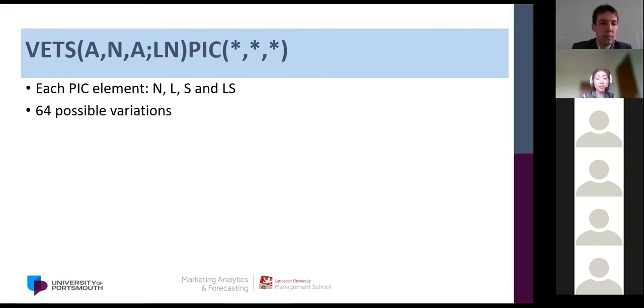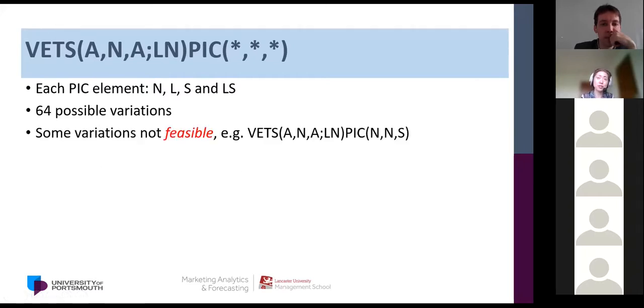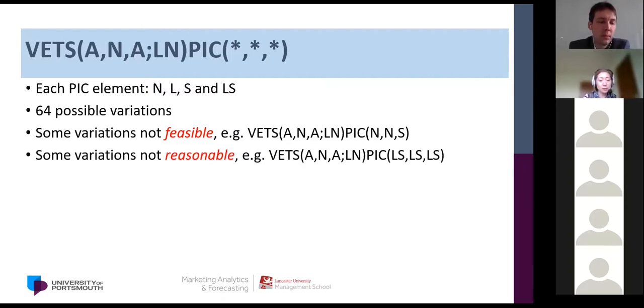Yeah, so you can see there are 64 possible variations just for one model here, because of the different way that those PIC elements can be constrained, which is a lot to look at. But some of these variations are not feasible, so they are not possible to construct, for example, PIC NNS. So you cannot have individual seasonal smoothing parameters and individual initial values going into that common seasonal component. It's just not possible. While some others are feasible, but not reasonable.